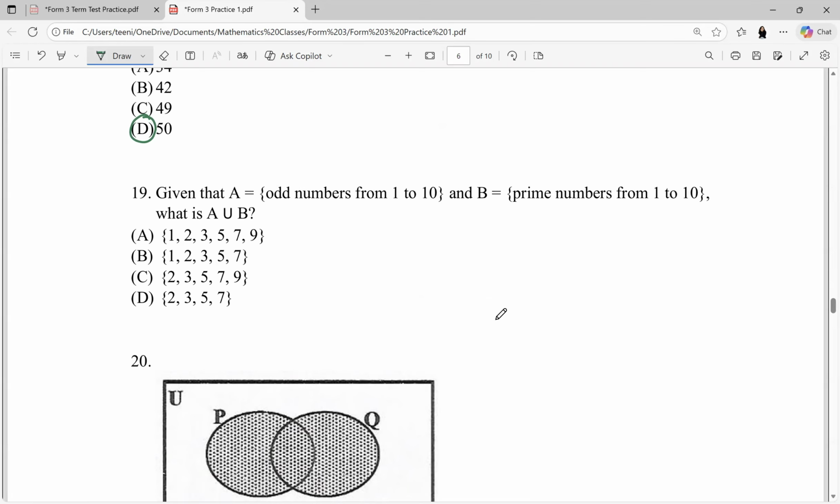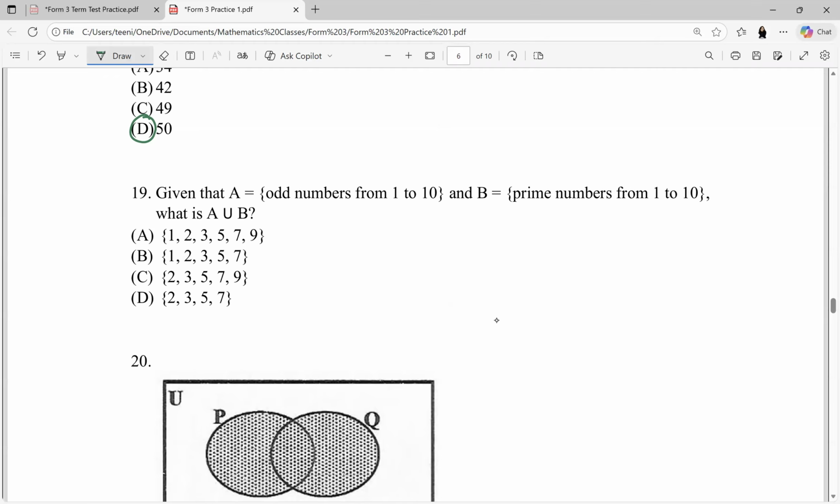So if A are the odd numbers from 1 to 10, that means the set A would include 1, 3, 5, 7, 9, right? Those are the odd numbers from 1 to 10. And if B are the prime numbers from 1 to 10, then the elements of B would be 2, 3, 5, and 7. So the question is asking you, what is A union B? Anybody knows what this means? This U symbol. Anybody recalls what that might mean?